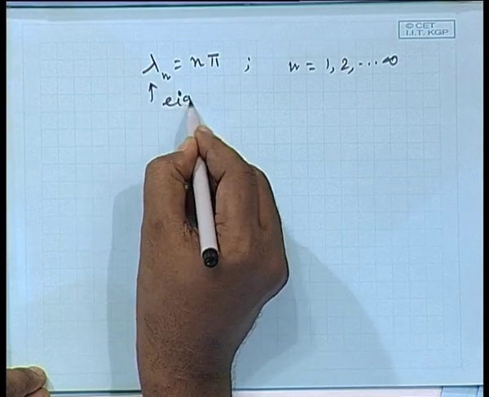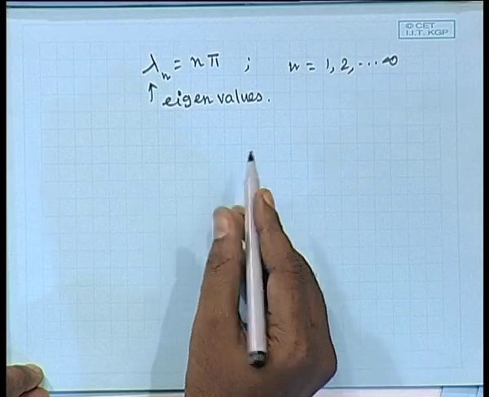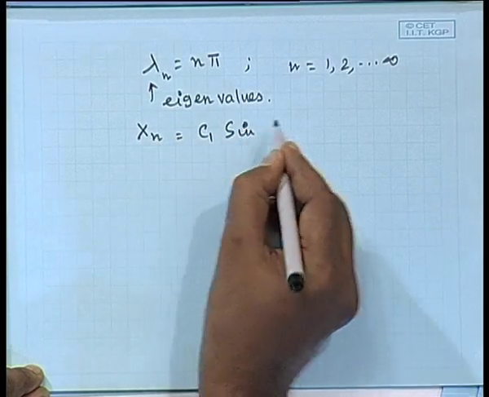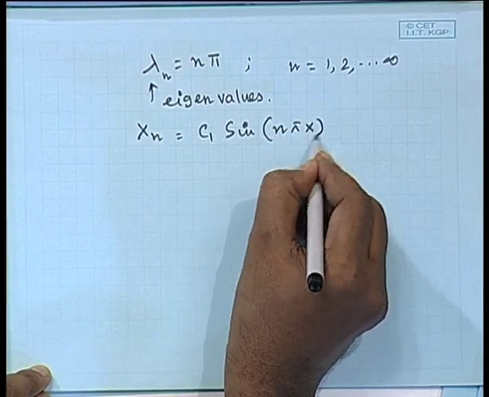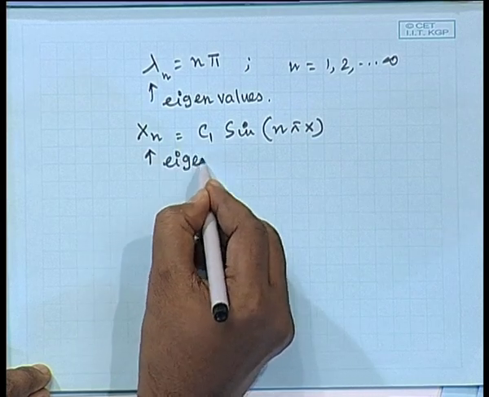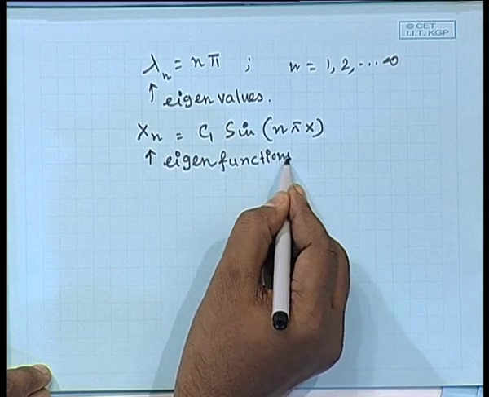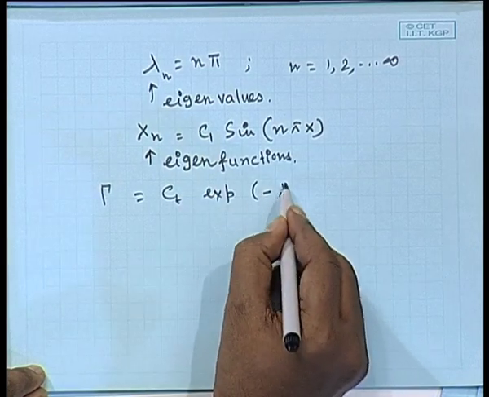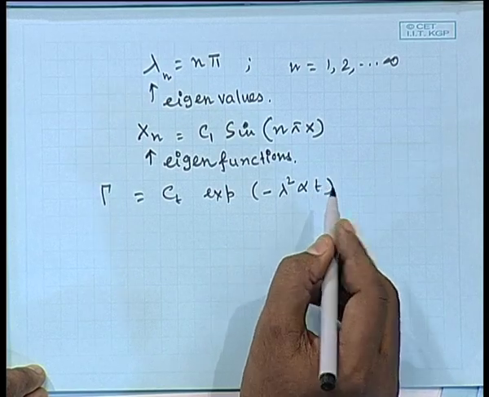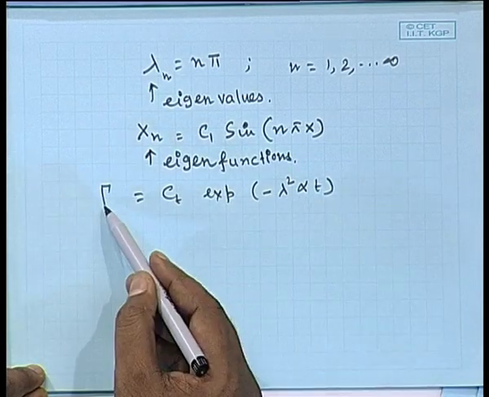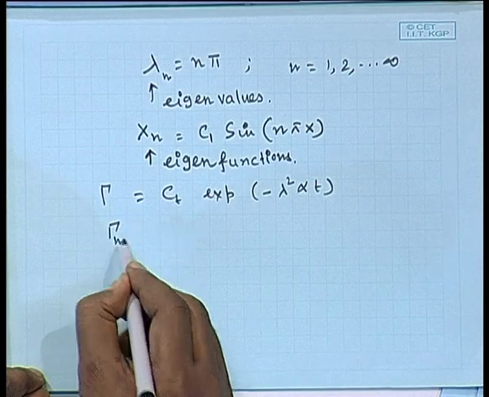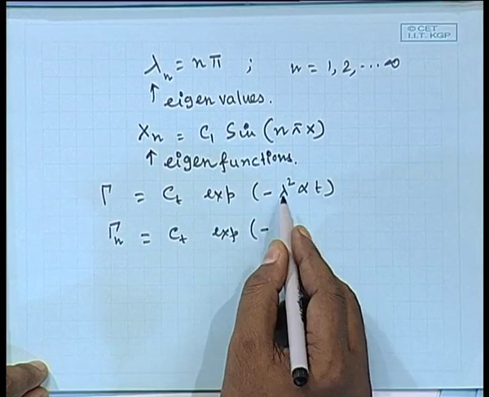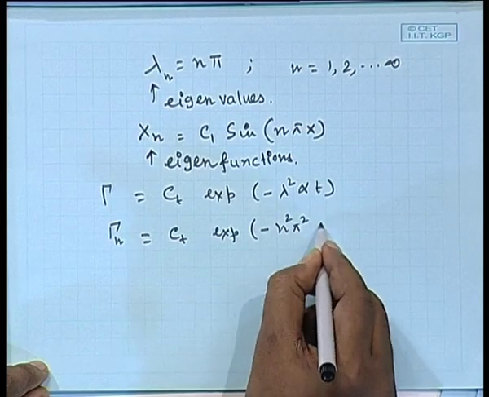So, these are called the eigenvalues of the system, and the corresponding solution is the eigenfunction. X n is, let us say, C1 sin lambda n x, that means sin n pi x. These are the eigenfunctions. What is tau? If you remember, tau was some constant times the time varying part, exponential minus lambda square alpha t. Now, for n number of lambda, there will be n number of tau. So, we describe the corresponding nth solution as tau n, let us say Ct exponential minus lambda n square, that is n square pi square in this case, alpha t.